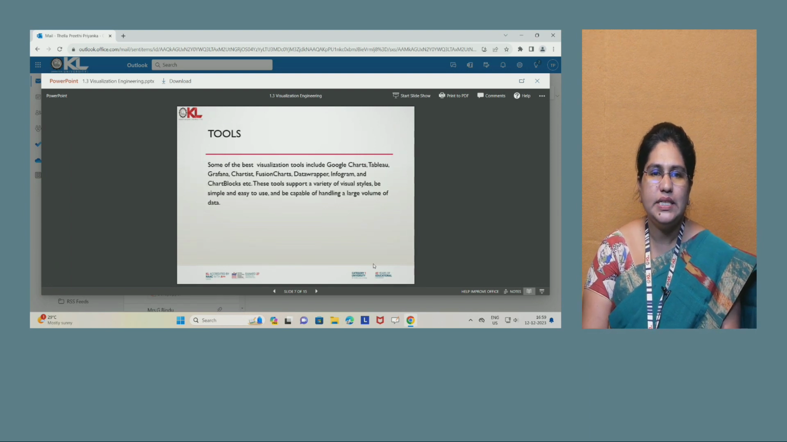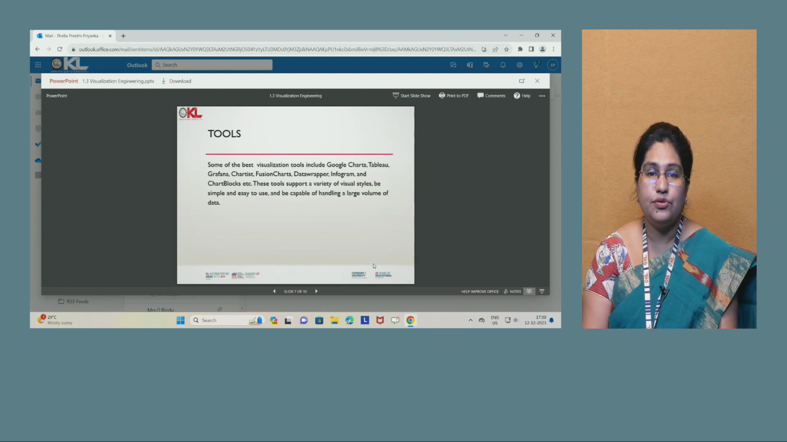So what are the tools involved in data visualization? There are so many tools which are involved in data visualization. I am picking a few of them which are used very often. A few of them are Google Charts and chart blocks, and there are so many tools which support a variety of visual styles. Some may be simple, some may be easy to use, and some may be capable of handling large amounts of data types. For example, Google Charts and a lot more.